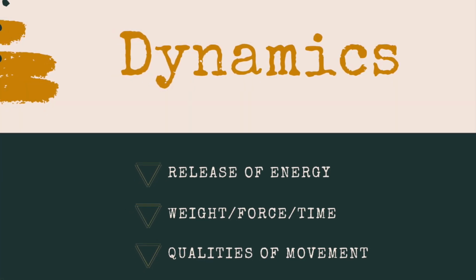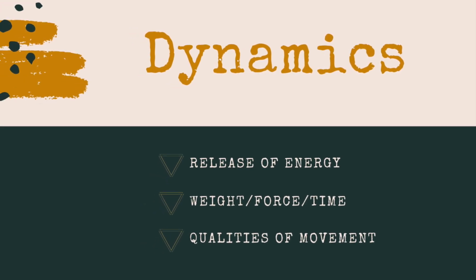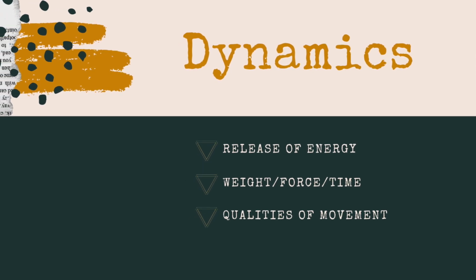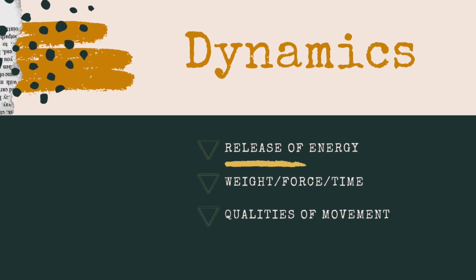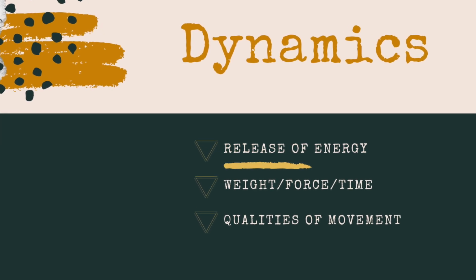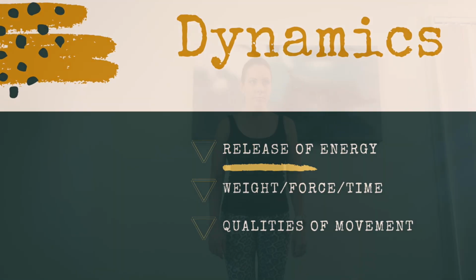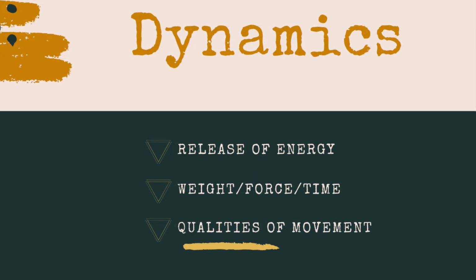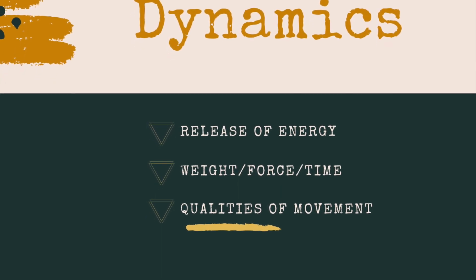Dynamics is the last element of dance. It refers to the application of force over time, which helps produce certain qualities. Aspects of dynamics include release of energy and weight and force over a period of time. For example, is the movement strong or soft? The release of energy and weight and force over time can create different qualities of movement. For example, is the movement sustained or suspended? Is it heavy or collapsing? Is it vibratory?